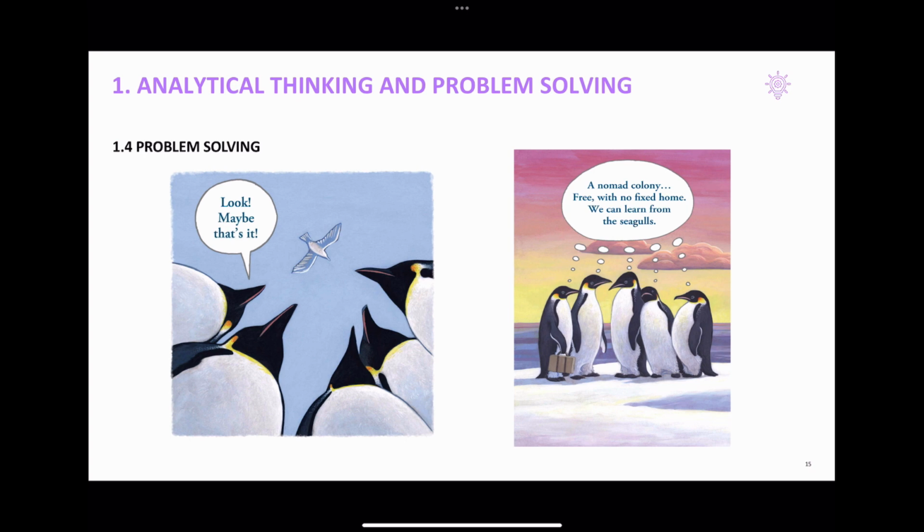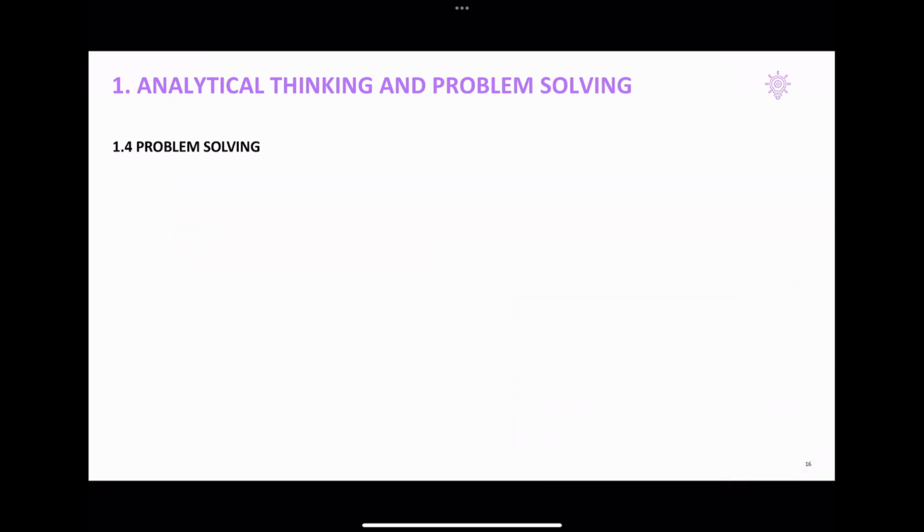So they had a problem which was about the iceberg melting. But now looking at the seagull, they also thought about a solution of having a nomadic life. So let's see what happened with our penguins next, and to us as BAs as well. Let's come to problem solving.